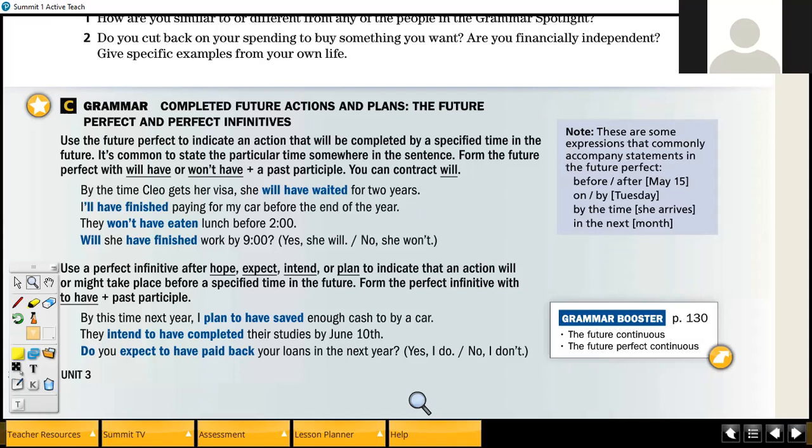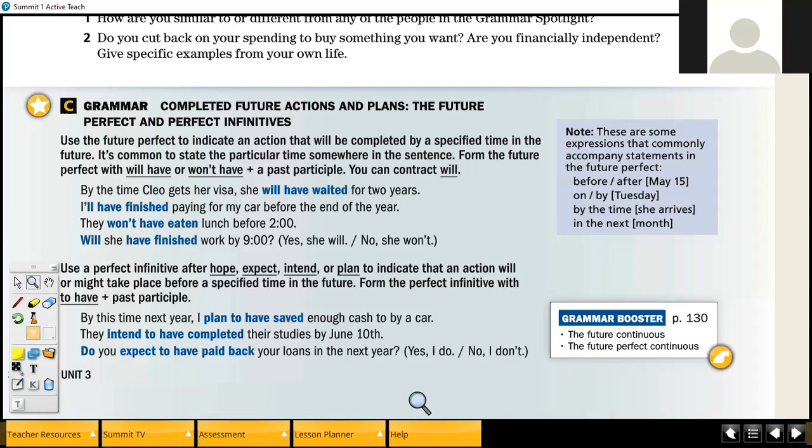Another: I'll have finished paying for my car before the end of the year. Before the end of the year, I will have finished paying for my car. So puedes cambiar el orden. They won't have eaten lunch before 2. Before 2, they won't have eaten lunch. Will she have finished work by 9? Yes, she will, no, she won't. Eso no lo puedes hacer, no, porque es pregunta. Okay?